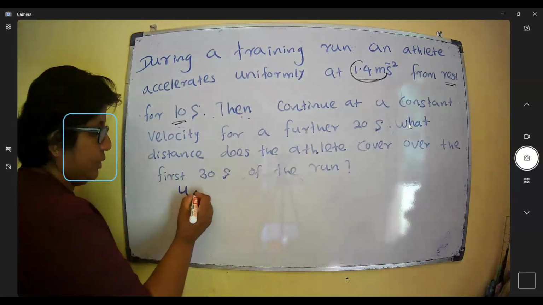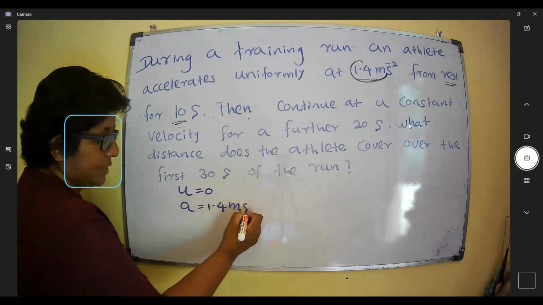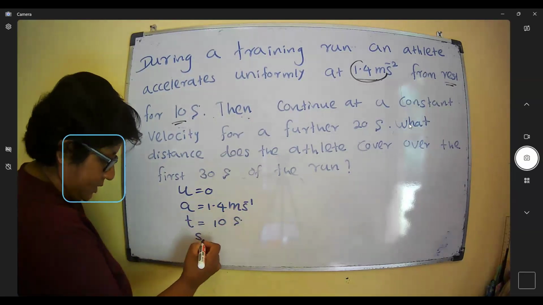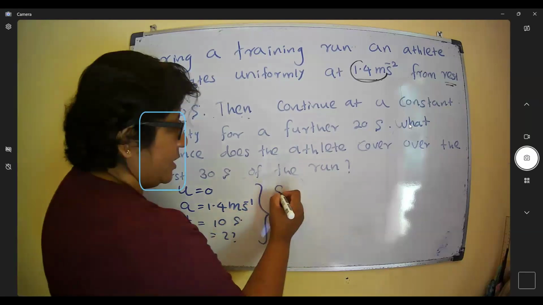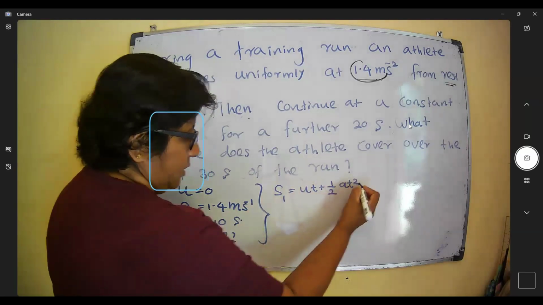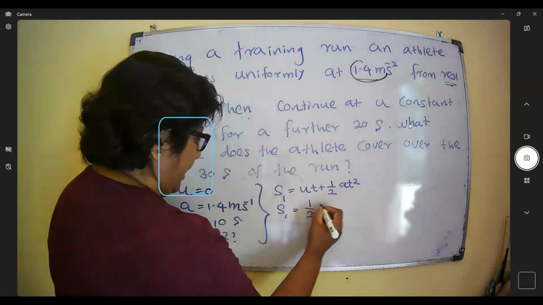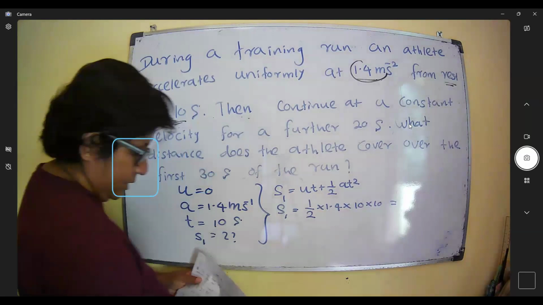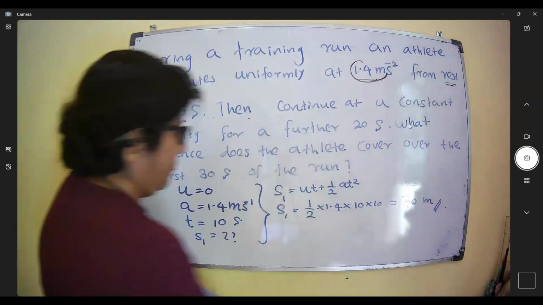Initially U is equal to 0, A is equal to 1.4 m/s squared and T is equal to 10 seconds. What is S1? The related equation is S1 equals UT plus half AT squared. U is 0, half of A is 1.4, and T squared is 10 into 10. So S1 is 70 meters.